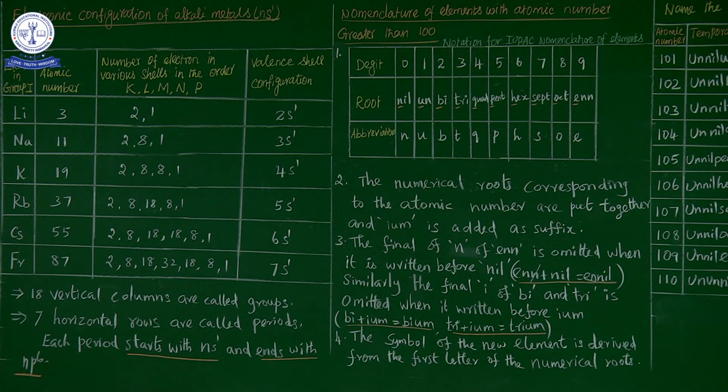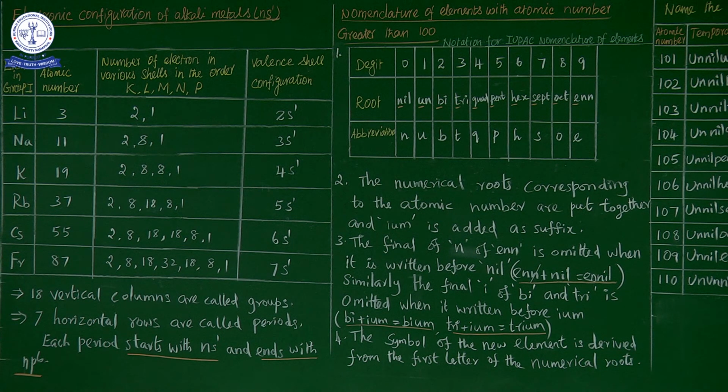Then ium is added as suffix. Then the final n of enn is omitted when it is written before nil. So if 9 comes before 0, like 190, one of the n's is omitted. In the same way, when bi and tri are written before ium, that is, numbers ending in 2 or 3, one of the i's is omitted. Then the symbol for the element is given by the first letter of the numerical roots.